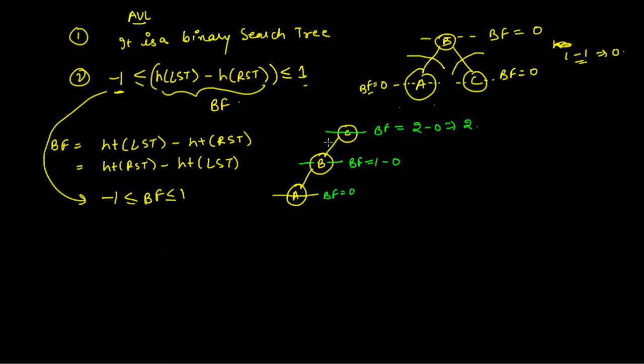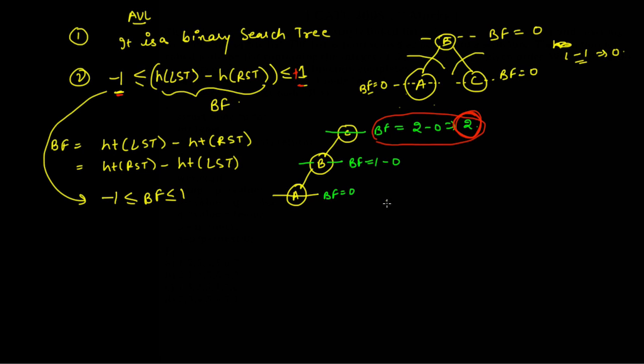Okay, so if you see here in this node C, the balance factor is actually exceeding the limits of minus 1 and plus 1. So balance factor should always be between minus 1 and plus 1, and this 2 is not between minus 1 and plus 1. So here we can see that this tree is not balanced, right?